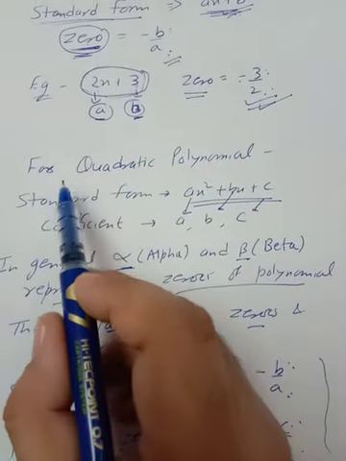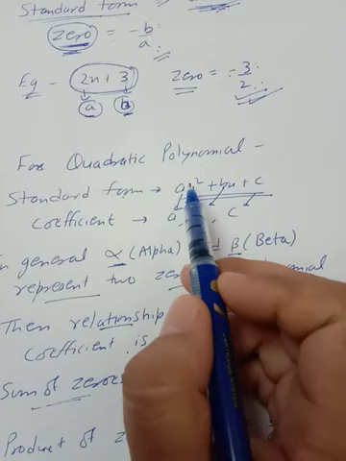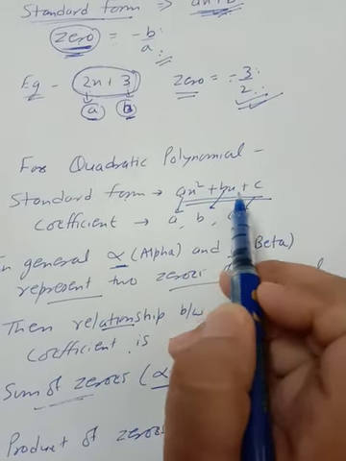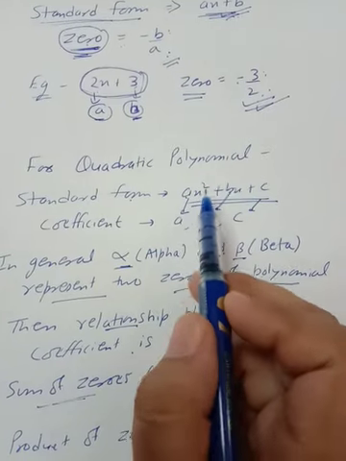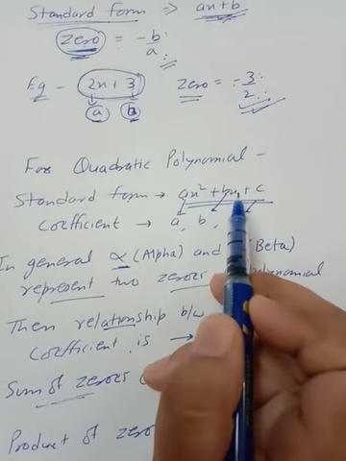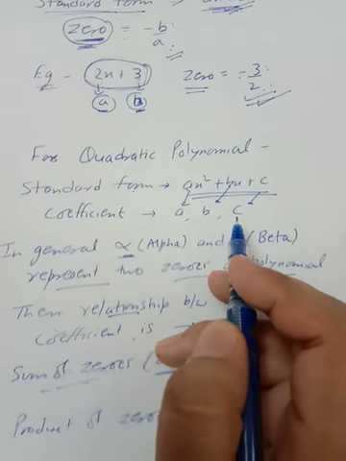Next is for the quadratic polynomial. The standard form of the quadratic polynomial is ax square plus bx plus c. So in this case, we have the coefficient for the x square as a, for the x as b, and for the constant term, that is c.